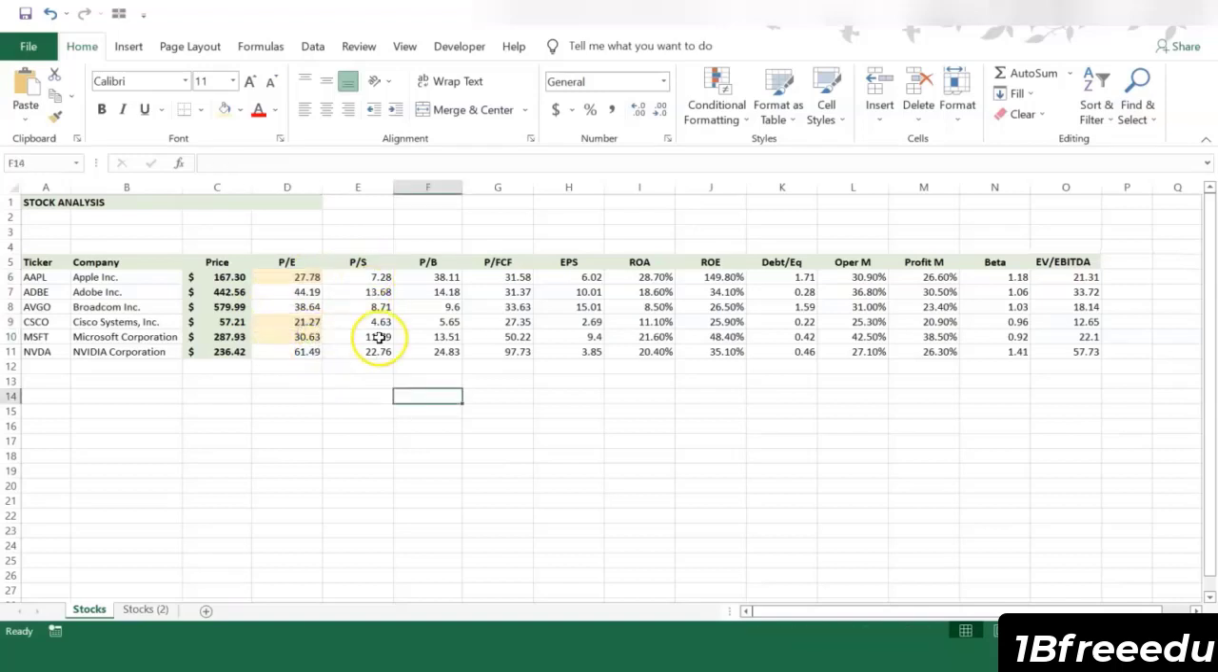Price to sales ratio should also be low. The lower the PS ratio, the more attractive the investment. Again, Apple, Broadcom, and Cisco have the best ratios.